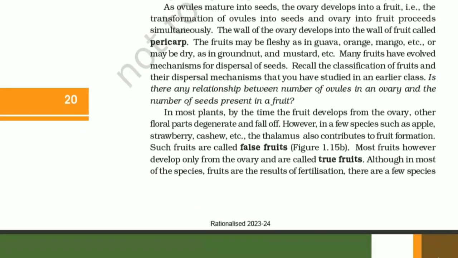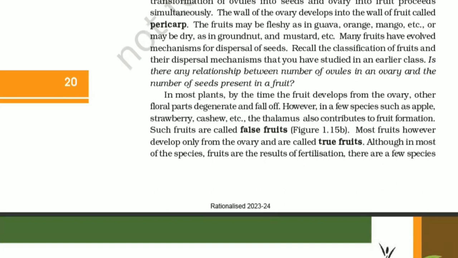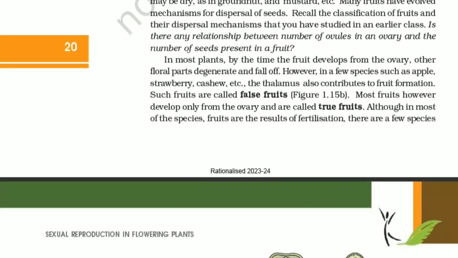As ovules mature into seeds, the ovary develops into fruit. The transformation of ovules into seeds and the ovary into fruit proceeds simultaneously. The wall of the ovary develops into the wall of fruit called pericarp. The fruits may be fleshy as in guava, orange, mango, etc., or may be dry as in groundnut and mustard, etc. Many fruits have evolved the mechanism for dispersal of seeds. Recall the classification of fruits and the dispersal mechanism that you have studied in an earlier class. Is there a relationship between the number of ovules in the ovary and the number of seeds present in a fruit?